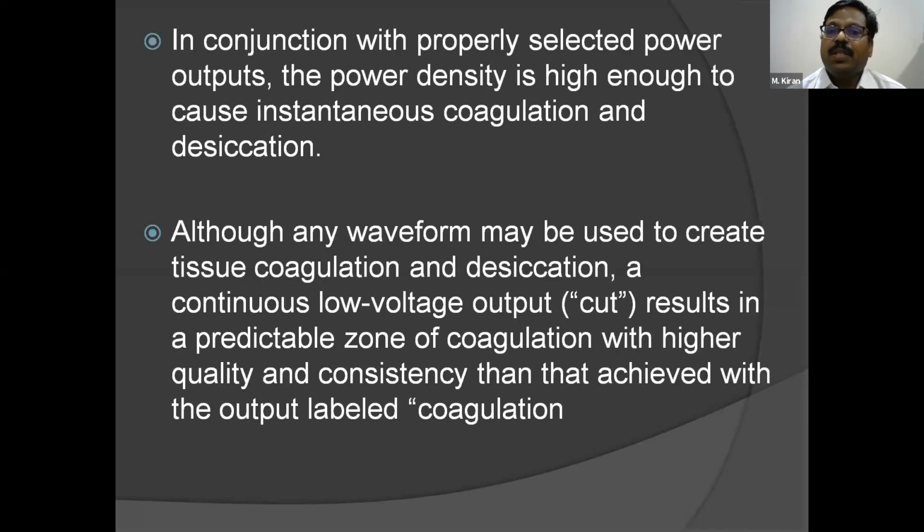In conjunction with properly selected power outputs, the power density is high enough to cause instantaneous coagulation and desiccation. Although any waveform may be used to create tissue coagulation and tissue desiccation, a continuous low voltage output, that is cut, results in a predictable zone of coagulation with higher quality and consistency than that achieved with the output labeled coagulation.